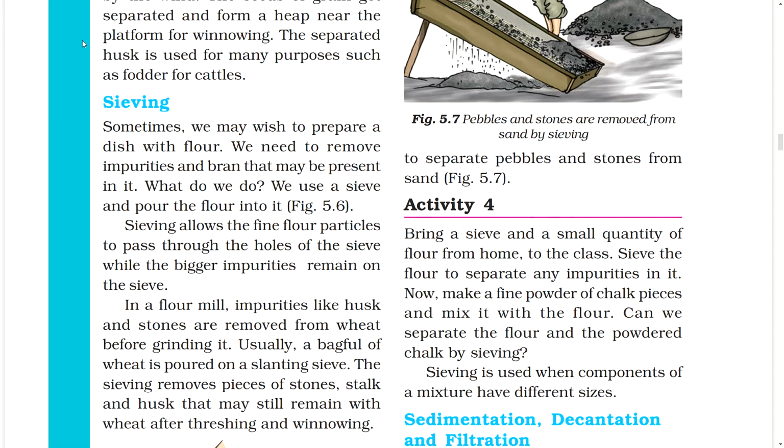Sieving allows the fine flour particles to pass through the holes of the sieve while the bigger impurities remain on the sieve. In a flour mill, impurities like husk and stones are removed from wheat before grinding it. Usually a bagful of wheat is poured on a slanting sieve. The sieving removes pieces of stone, stalk and husks that may still remain with wheat after threshing and winnowing.